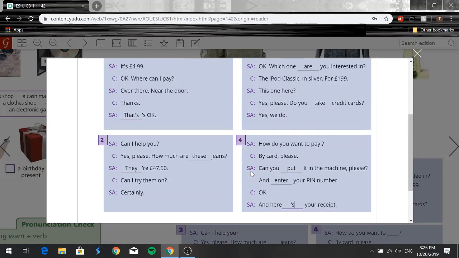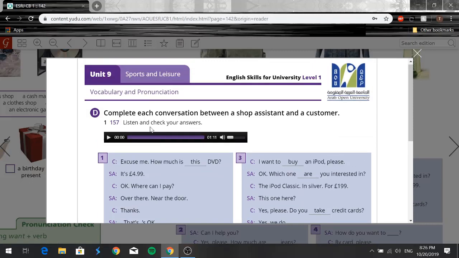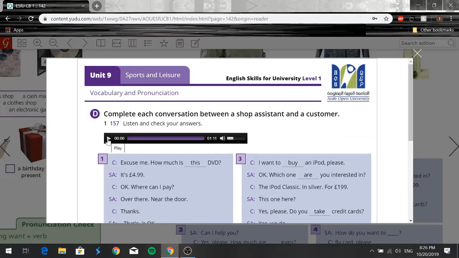Okay. So one more time, excuse me, how much is this? Or rather, I should just play it one more time instead of reading it, just to check our answers, and then we'll see if we have anything else. Here we go. Listen and check.